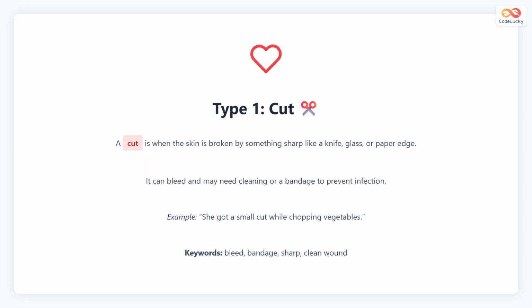A cut happens when the skin is broken by something sharp, like a knife, glass, or even the edge of paper. When the skin is cut, it may bleed. Cuts can be small or deep. It is important to clean the area and use a bandage to stop the bleeding and prevent infection. For example, she got a small cut while chopping vegetables. Keywords to remember are bleed, bandage, and clean wound.